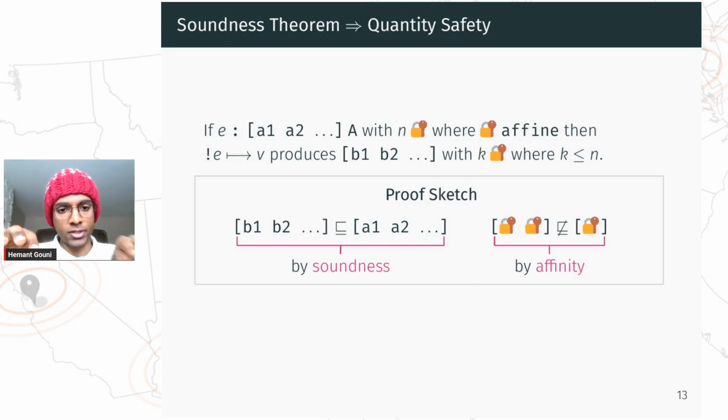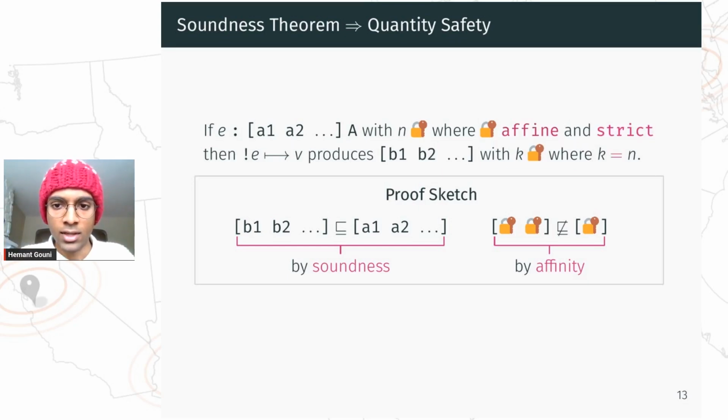So the only way for the inequality relation on the left-hand side to hold is if the B1, B2 resource context already contains fewer locks than the A1, A2 resource context, i.e. the A1, A2 resource context over-approximates it. And of course, if you add strictness, then the bound becomes exact.